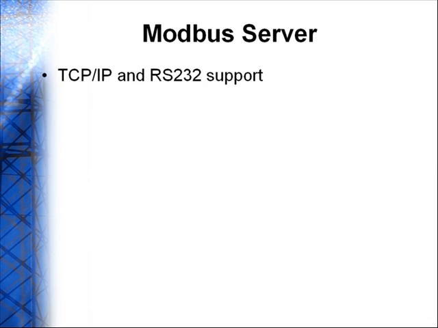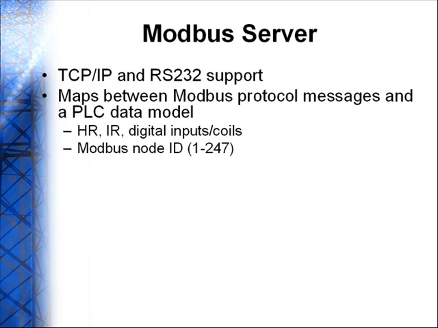It supports both TCP and RS-232. You'll have to run a separate Modbus server instance for every RS-232 line, but for TCP/IP you can run just one, and it'll fork and produce multiple processes, one per connection. There's a mapping between the protocol messages coming in and the local PLC data model. So if you had a local or existing Modbus model PLC shared memory structure, there's no mapping required.